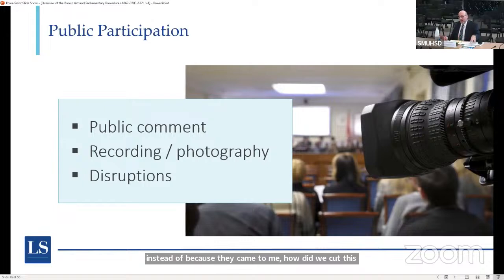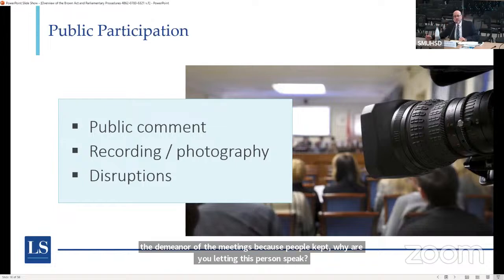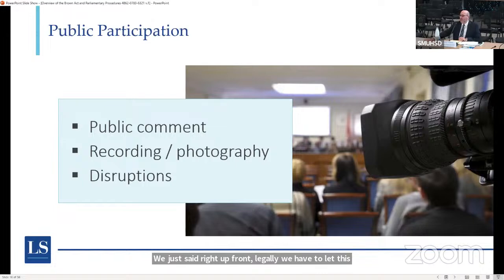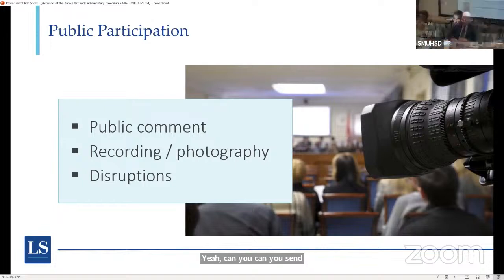But what they did do is they adopted a statement that they read before every public comment that says speakers are permitted to speak within the subject matter jurisdiction of the district. The speakers don't necessarily reflect the views and values of the district. They have a free speech right to be able to do this. And they made a pretty strong statement, and it changed the demeanor of the meetings because people kept asking, why are you letting this person speak? We just said right up front, legally, we have to let this person speak. But that doesn't necessarily mean that we agree with anything that they say. That's a good idea. Yeah. Can you send us that language? I'd like to see that.